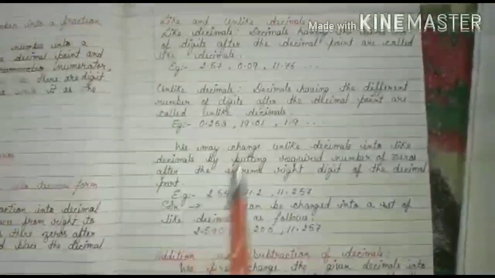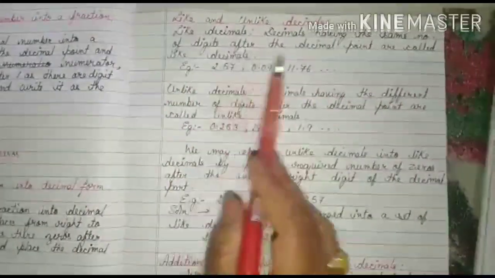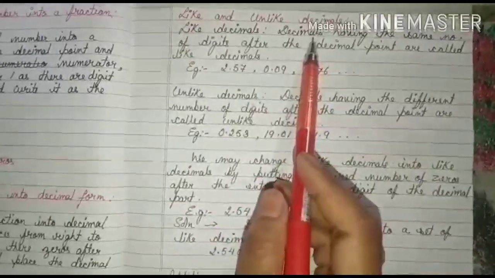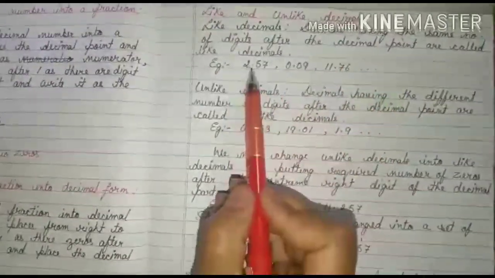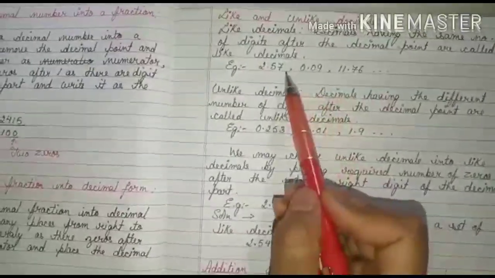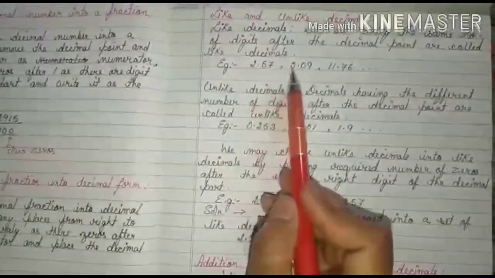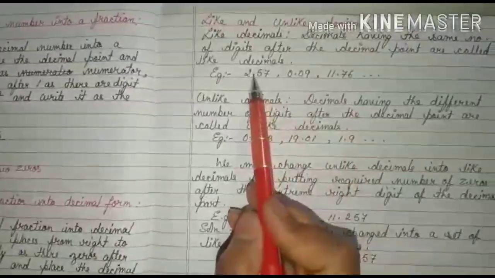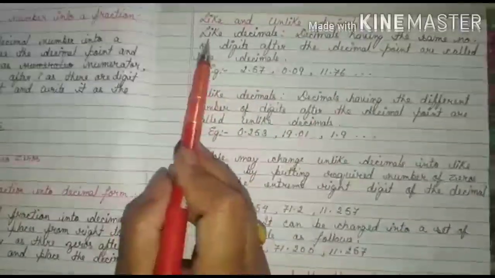Then next, like and unlike decimals. Like decimals: decimals having the same number of digits after the decimal point are called like decimals. Let's see an example: 2.57, 0.09, 11.76. In all three examples there are two digits after the decimal point. Such type of decimals are known as like decimals.